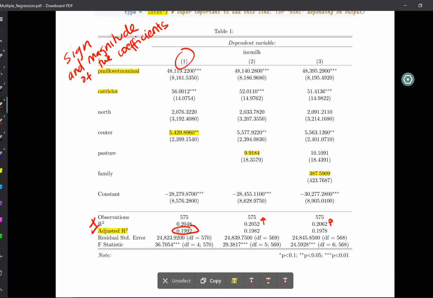If we look at the F stat, we don't see much difference. All of them are statistically significant at the 99% level. As expected, these models are better than models with just a constant. So to summarize, when you get a table like this and you want to compare the three models, you want to look at the adjusted R square, and then you want to look at the coefficients and interpret them.